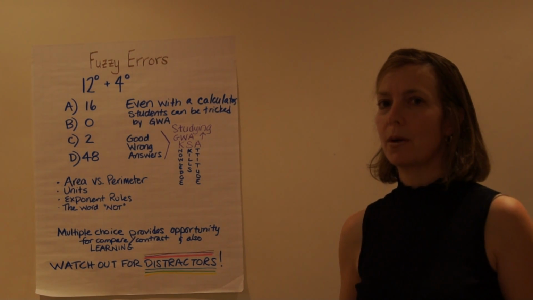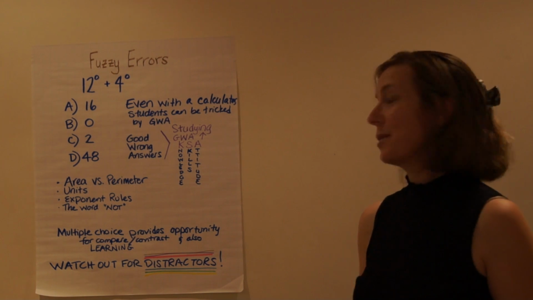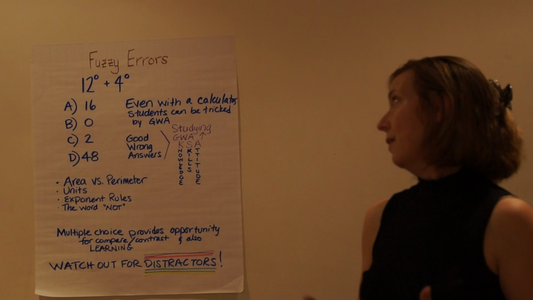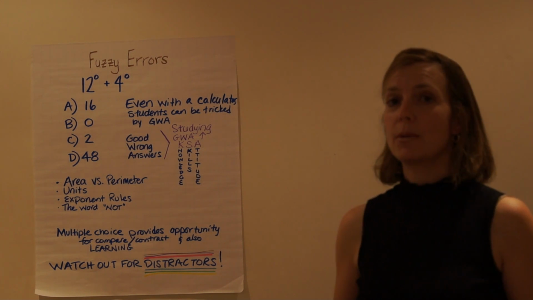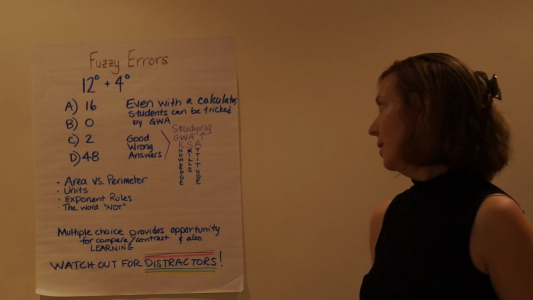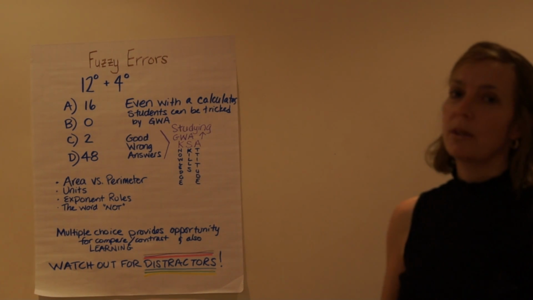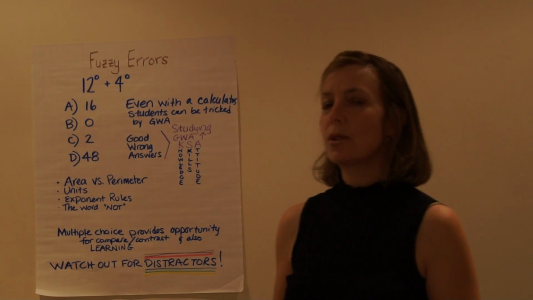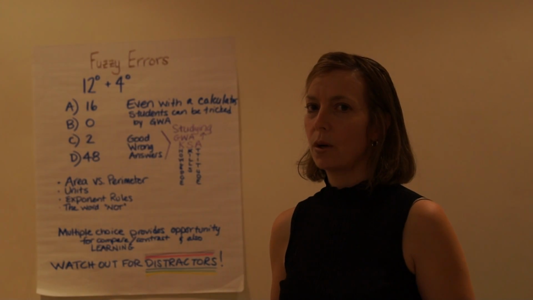So 12 to the 0 is 1, and 4 to the 0 is 1. And so it's a great trick, quote-unquote trick. If they do this kind of question enough times and fall for the good-wrong answer enough times, they'll learn. So there are some topics that are really common where we see these types of mistakes, where students can get distracted and answer the wrong question.